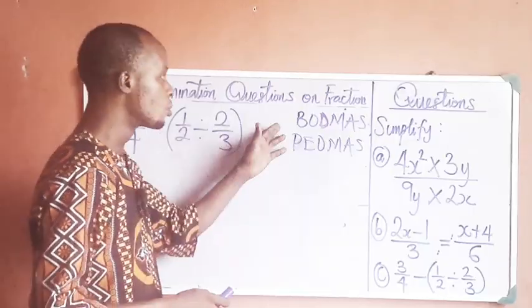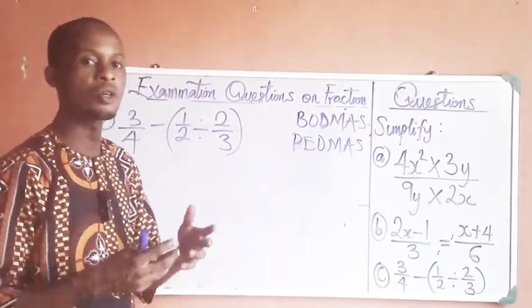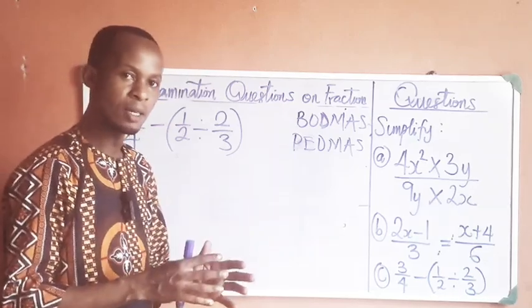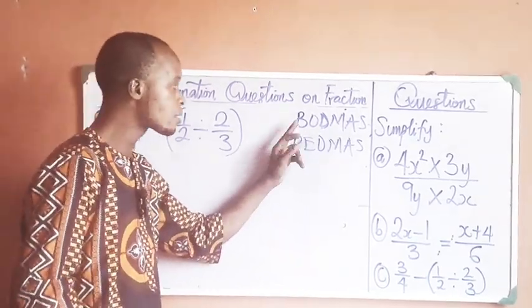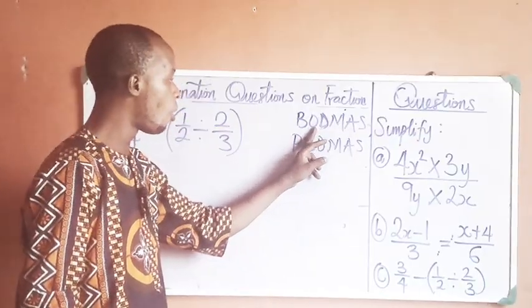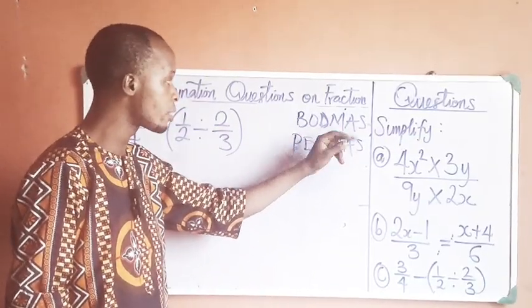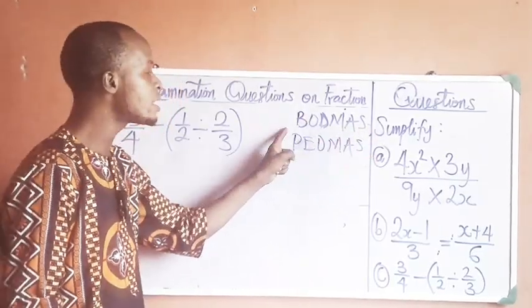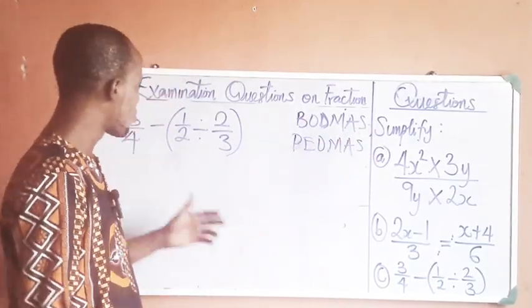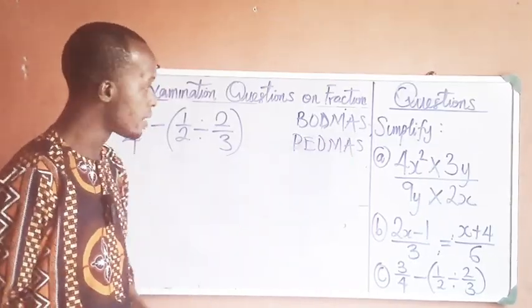BODMAS is a rule that tells us how we should solve operations in mathematics. Order of operation in mathematics. B stands for bracket, O stands for of, D is division, and we have M multiplication, A addition, and S subtraction. So this is the order we should follow if we have a question like this. It is called BODMAS, and it's a rule in mathematics.